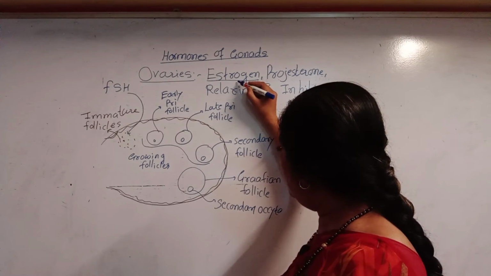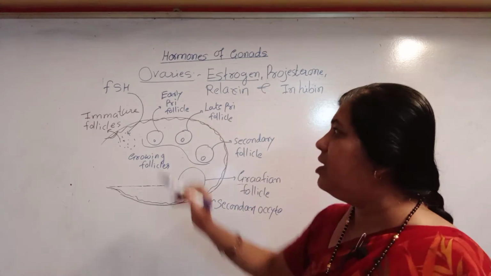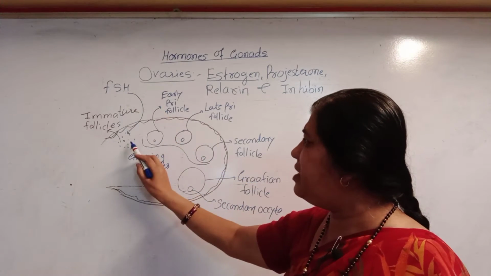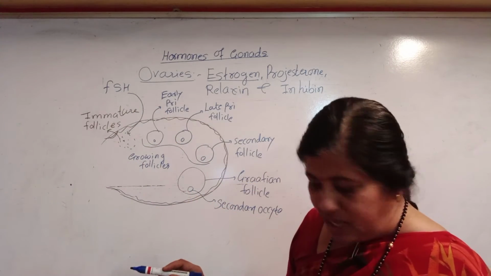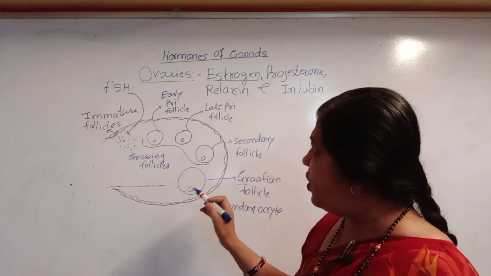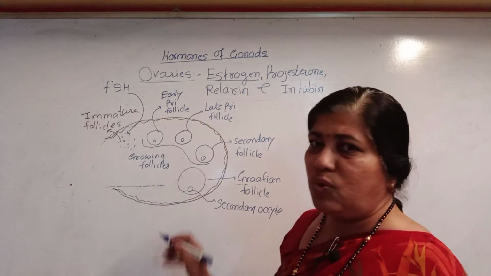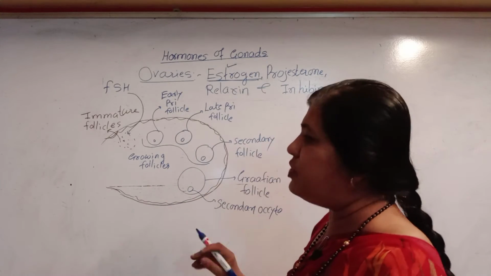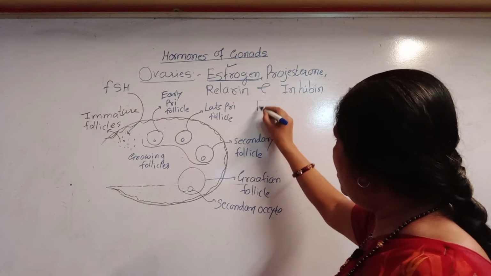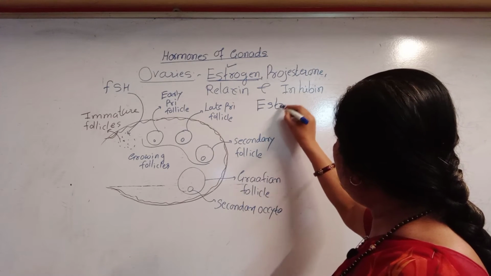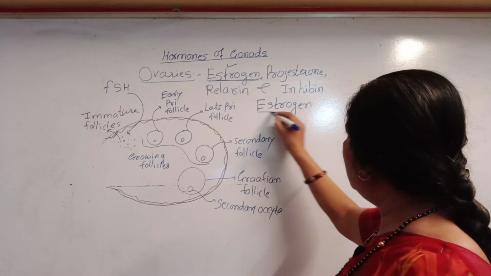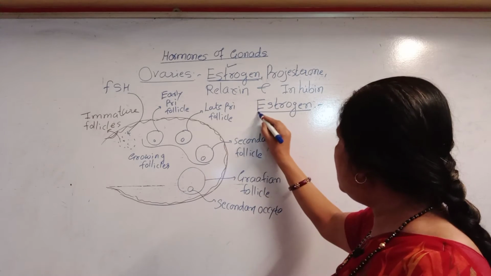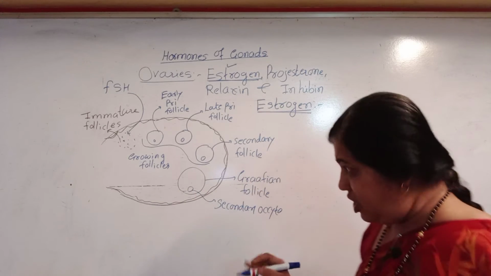And for the secretion of estrogen, which hormone is responsible? FSH. FSH hormone is secreted by anterior pituitary, which stimulates immature follicles to convert into mature Graafian follicle, as well as stimulates growing follicles to secrete a female hormone, that is estrogen. So the role of estrogen in the body of female: it is a female hormone secreted by growing follicles in the ovary.